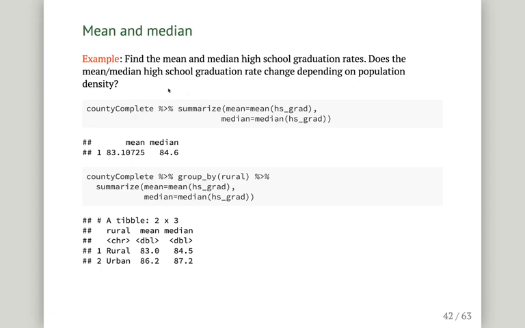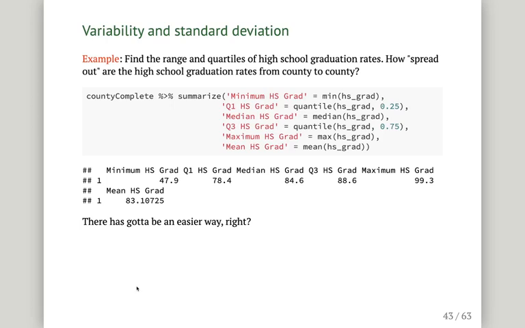I can add another step in my pipeline. So let's say I want to split this up by rural and urban communities. I can add group by rural first, and then see that there are some differences. In rural communities, the mean high school graduation rate is 83%. In urban communities, it's a bit higher, 86.2%. Now, let's say I want to add some more. I can keep adding statistics to the summarize function. I can calculate the minimum, the quartiles, the medians, the maximum, and the mean, and get something out like this.